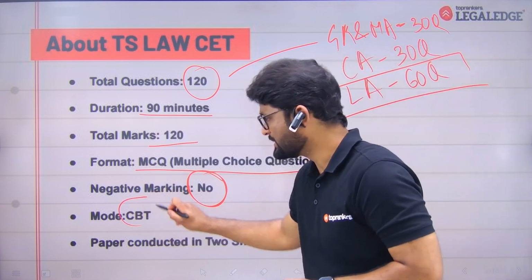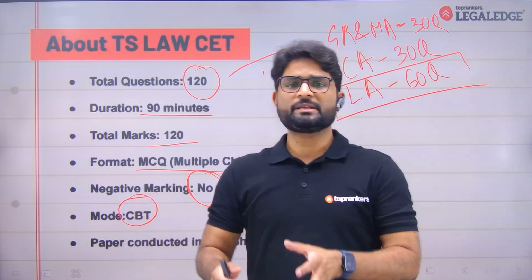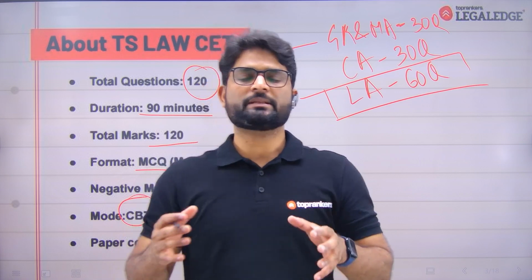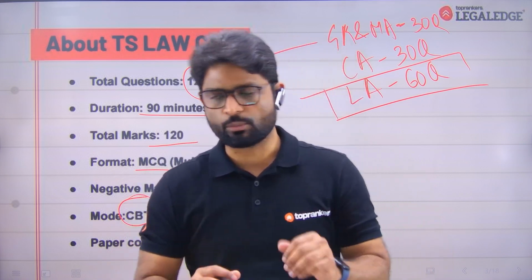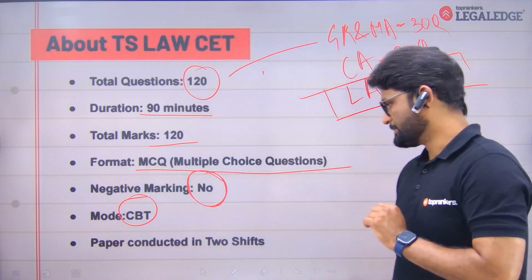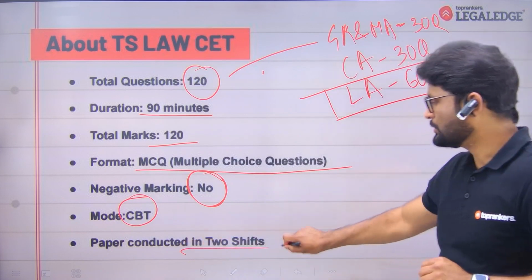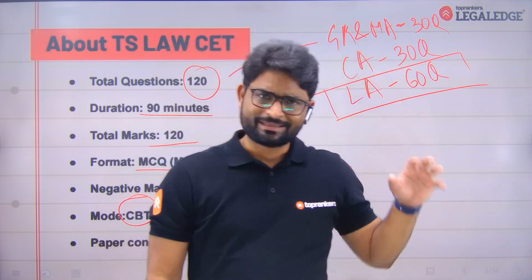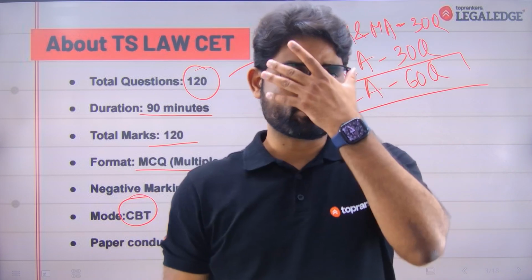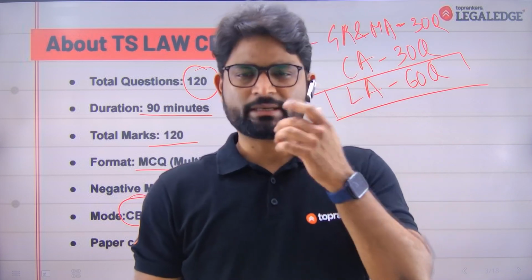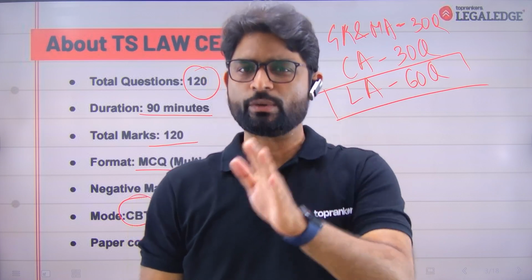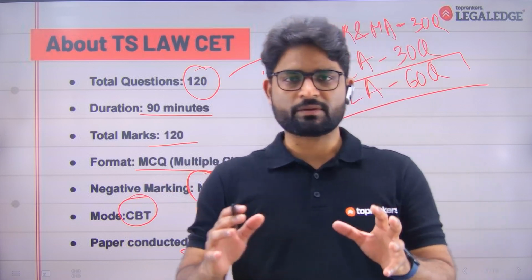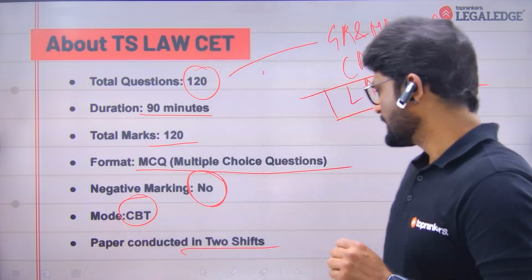The paper is in the computer-based test format. That means you will visit a test center and appear for the paper in computer mode, in the online mode. It's not an offline paper. The paper is also conducted in 2 shifts, a morning shift and an afternoon shift. This year, the first shift happened from 9 to 11:30, and then the second from 12 to 1:30. These were the 2 shifts in which the paper was conducted.